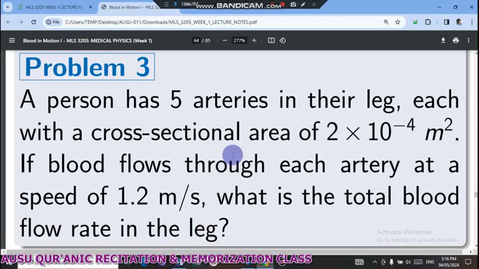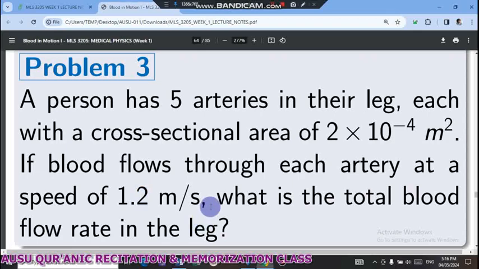Okay, this is interesting because we have branching here. Remember what we said about branching? We are given the number of arteries here, and each artery has this cross-sectional area, and the speed of the blood in each artery is this, and we are asked to get the total flow rate.